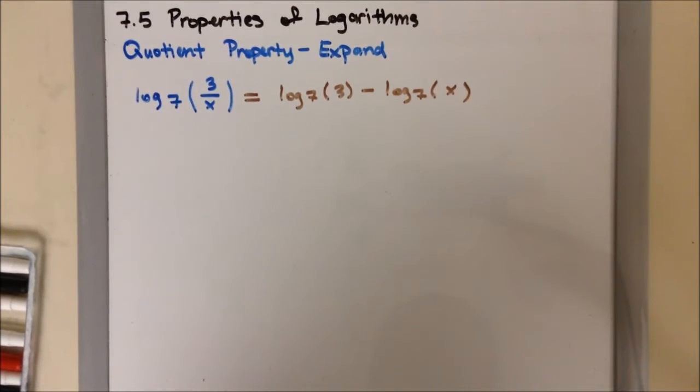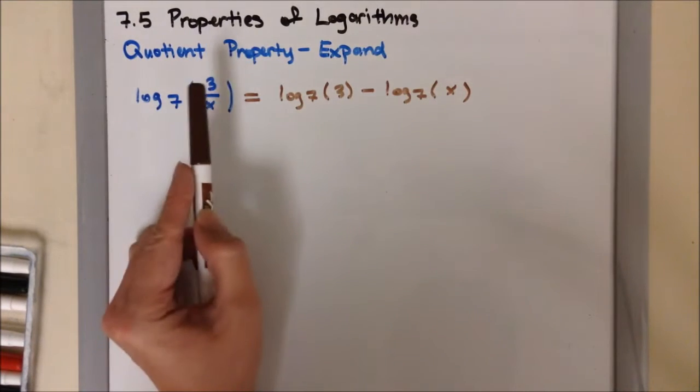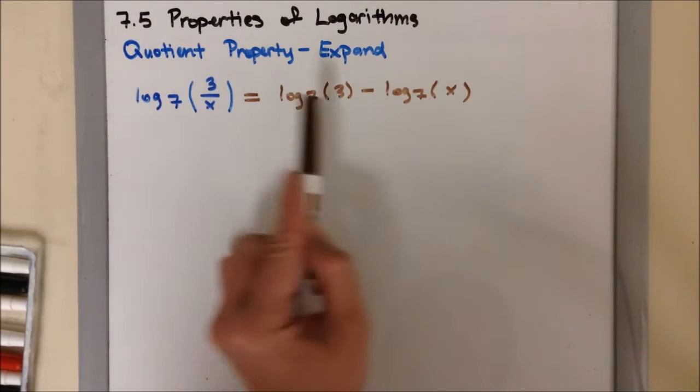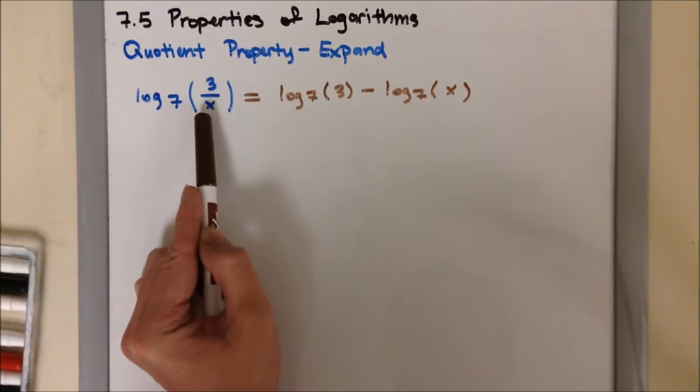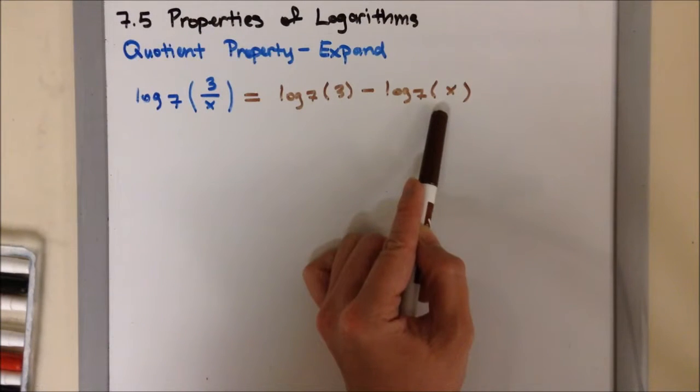So again, make sure you follow the order carefully. My 3 was in the top, so it was written first, and then my x was in the bottom, so it was written second.